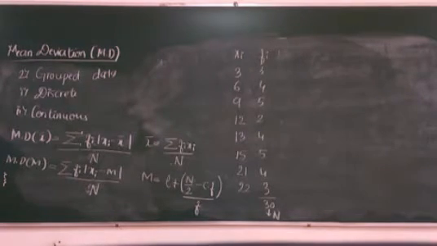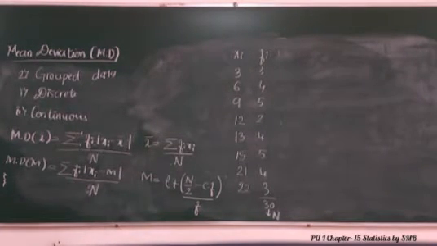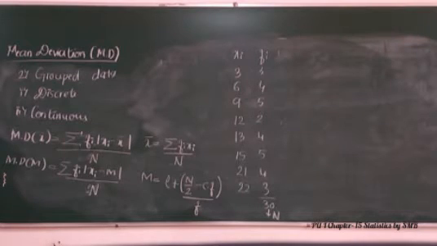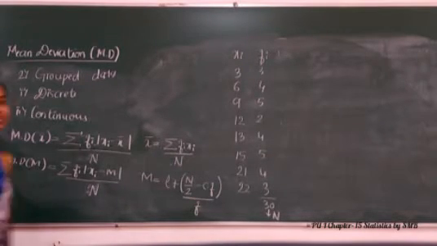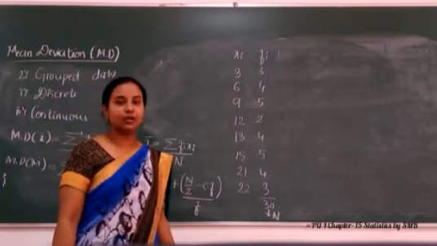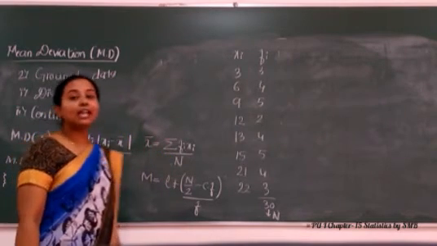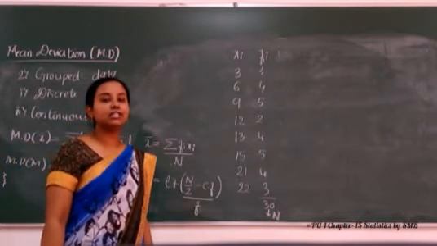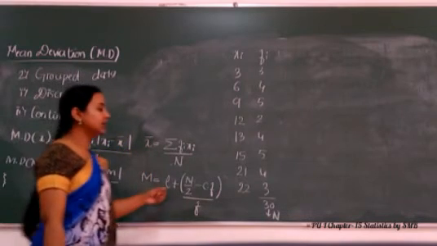So on the board you can see, students, I have already considered a problem, a discrete data wherein xi's and fi's are given. For this discrete data we will calculate the mean deviation about median. To calculate the mean deviation about median, I have said it clearly here.